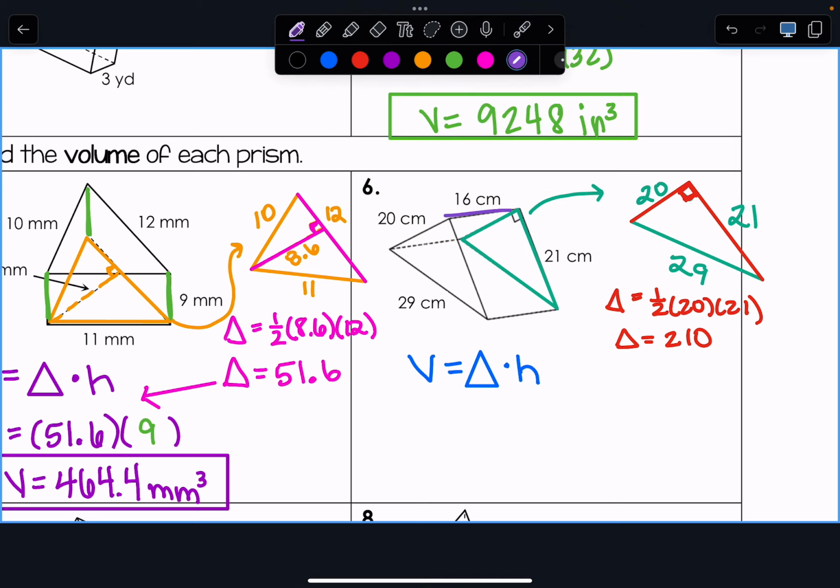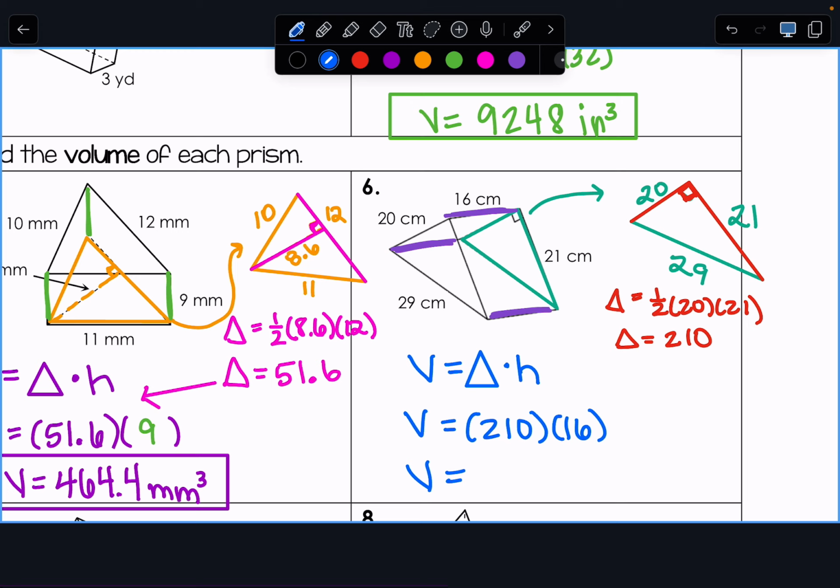Okay. Now, if we look at our prism picture, and I connect triangle to triangle, what's the height of our prism? 16. Okay, so our volume is, our triangle is 210 times our height is 16. So we get 3,360 cubic centimeters.